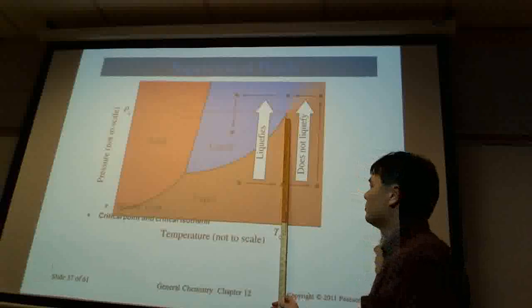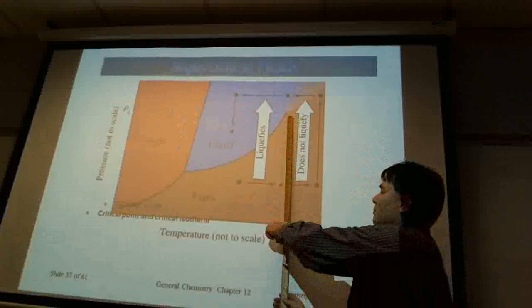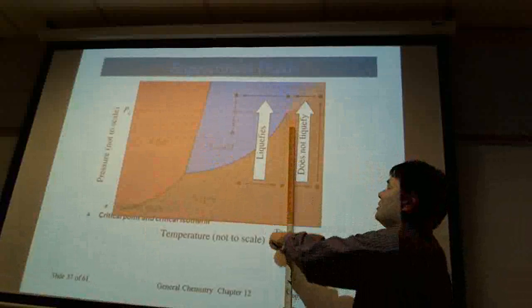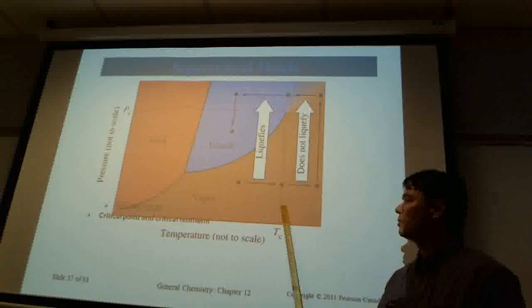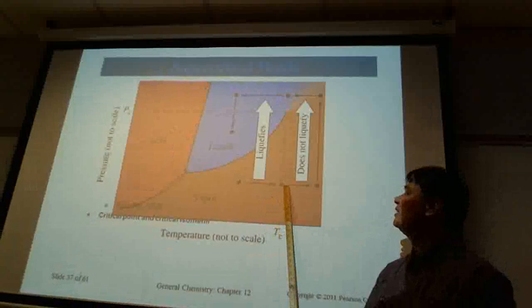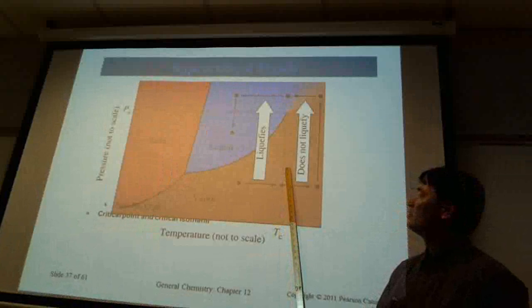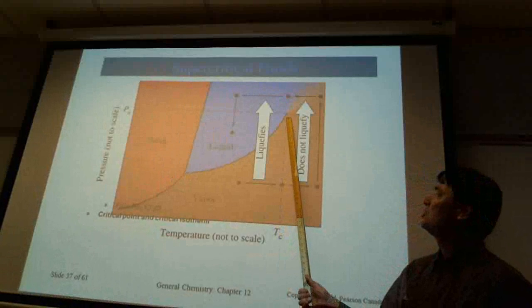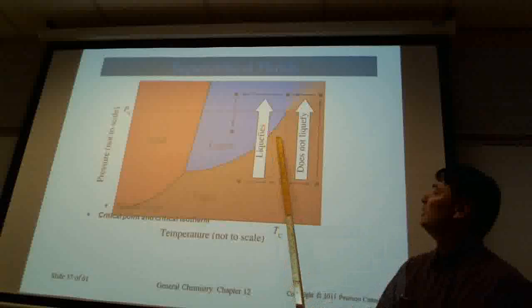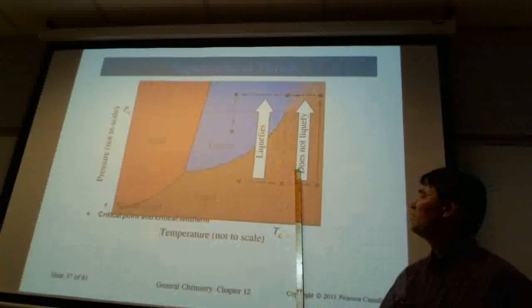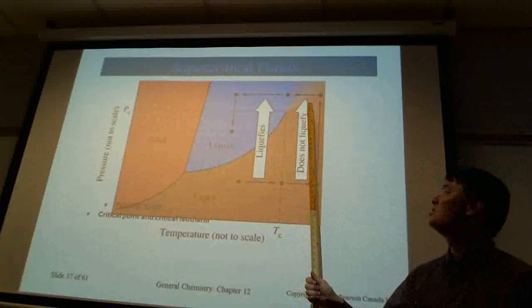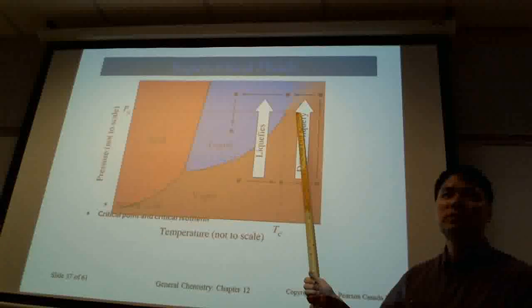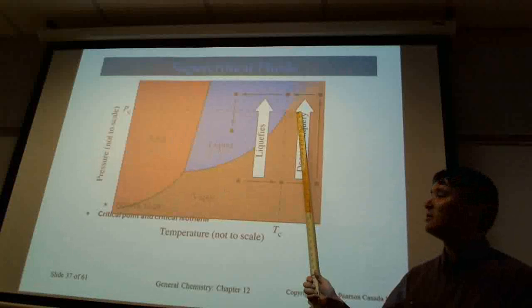This is another curve here. This is what we're going to do. We're going to hold the temperature constant and then increase the pressure. If we hold the temperature constant and increase the pressure, let's start off with the gas. As the pressure of the gas increases, it should liquefy. But if we're beyond the critical temperature, it never liquefies. It just turns into a supercritical fluid, a cross between a gas and a liquid.